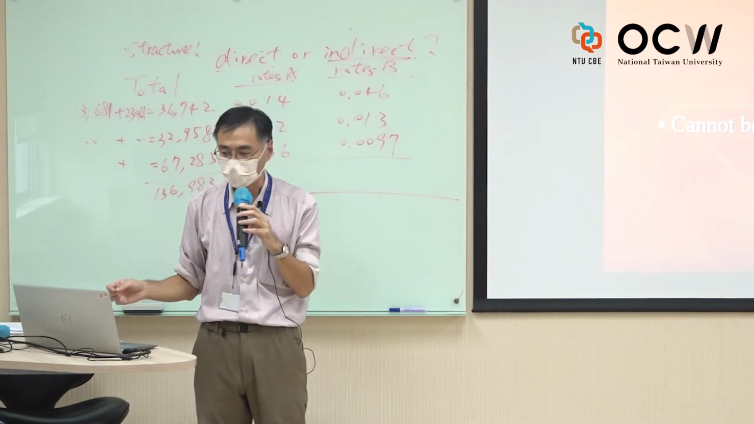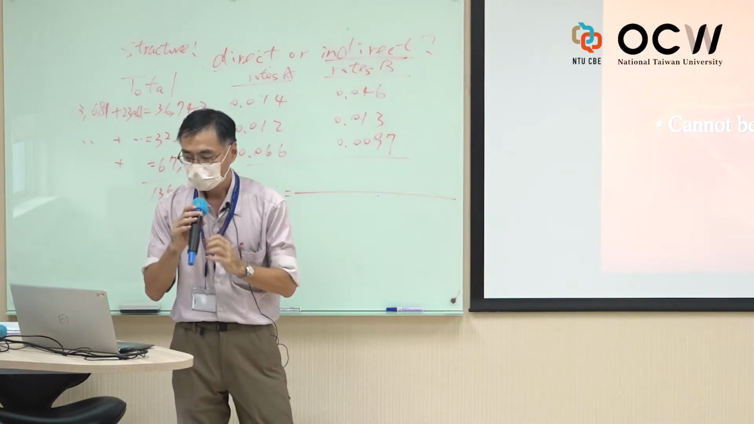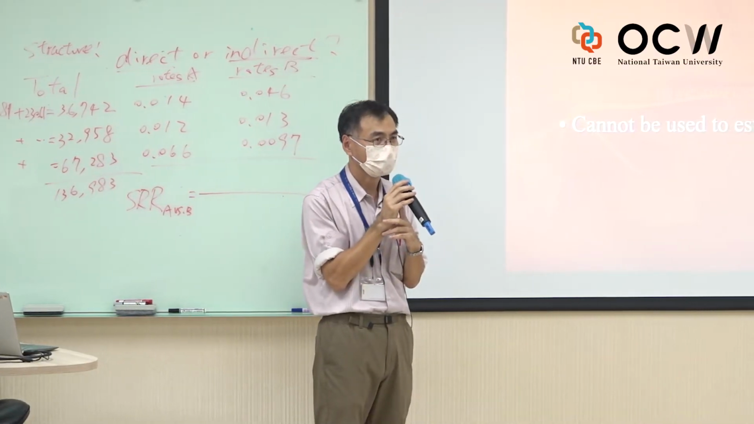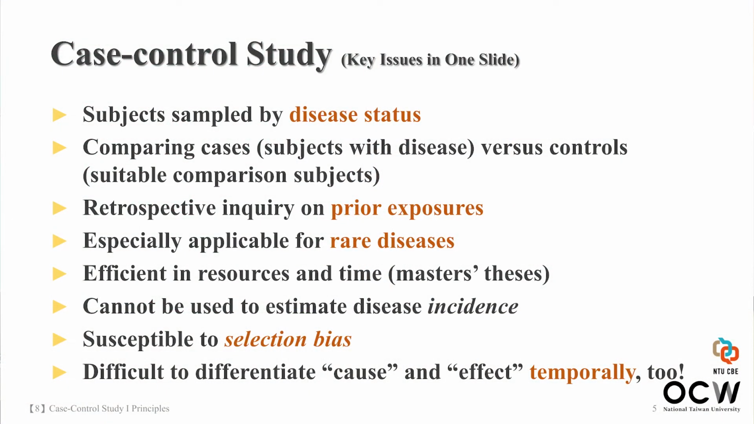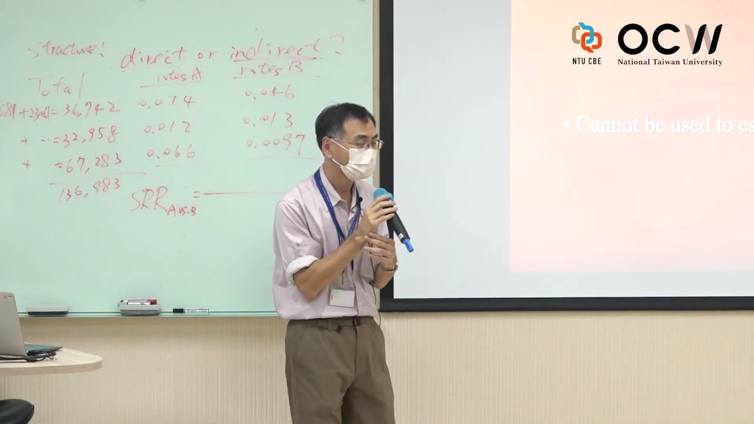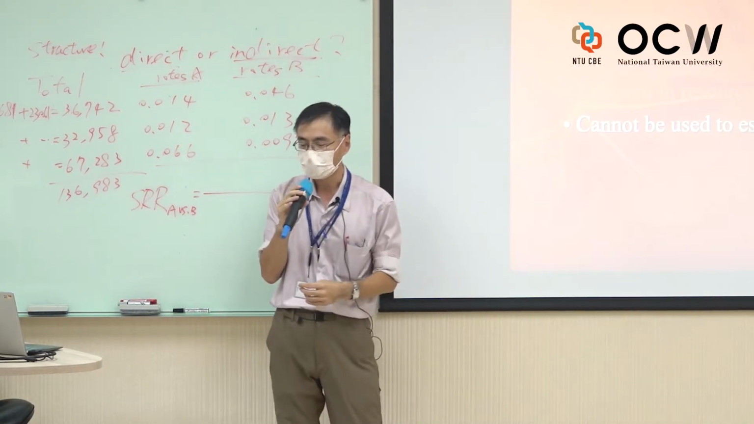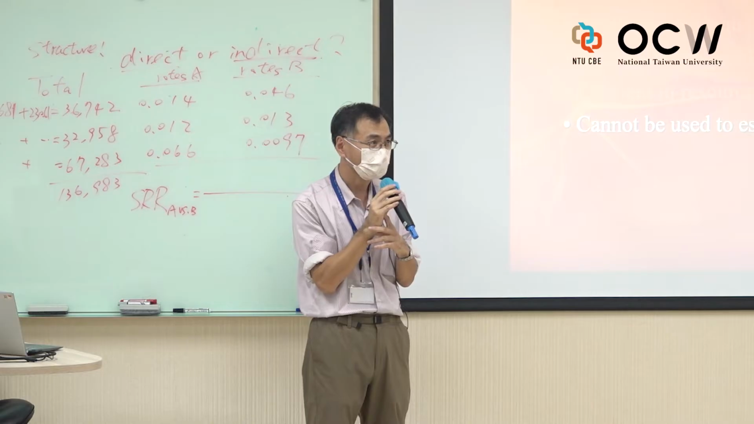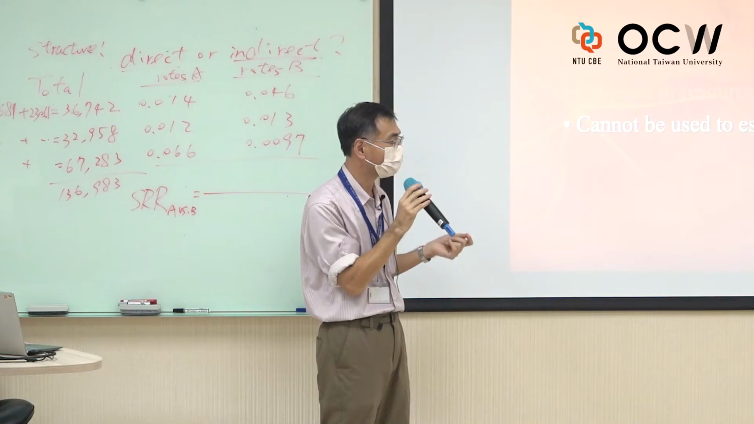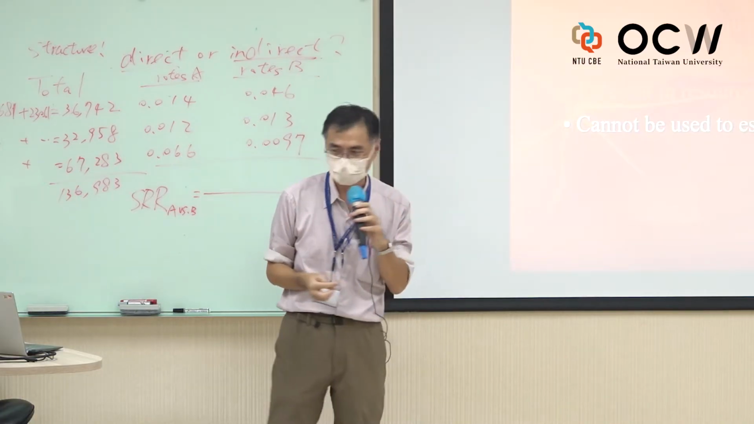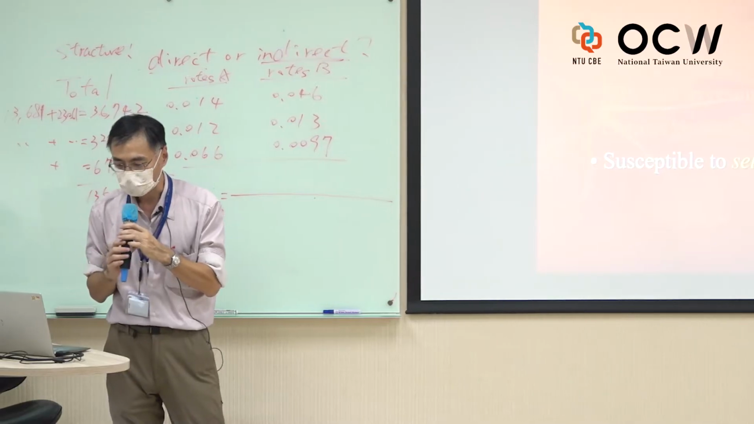It could be done in a couple of months or a year. But because we don't have the denominator for such a data set, we cannot estimate the incidence. Like I said before, incidence is essential for the study of etiology, or the causes of disease, right? But we can still estimate the relative risk by the idea of odds, the odds ratio. Even if we don't have the denominator, we can still use AD over BC to estimate the relative risk or odds ratio, by the concept I introduced before.